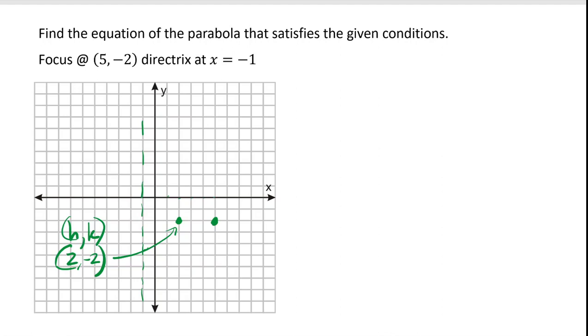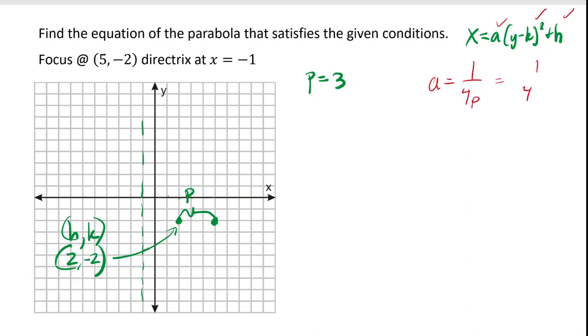And then we also can find p, because p is just this distance, right? This is p. So p is equal to 3, and we need a. In order to write this equation, because it's a left and right parabola, this is going to be x is equal to a times (y minus k) quantity squared plus h. What do we have already? We have h and k, and we just need a. So a, we have p, we can find a. a is equal to 1 divided by 4p. That's 1 divided by 4 times 3, which is 1/12.